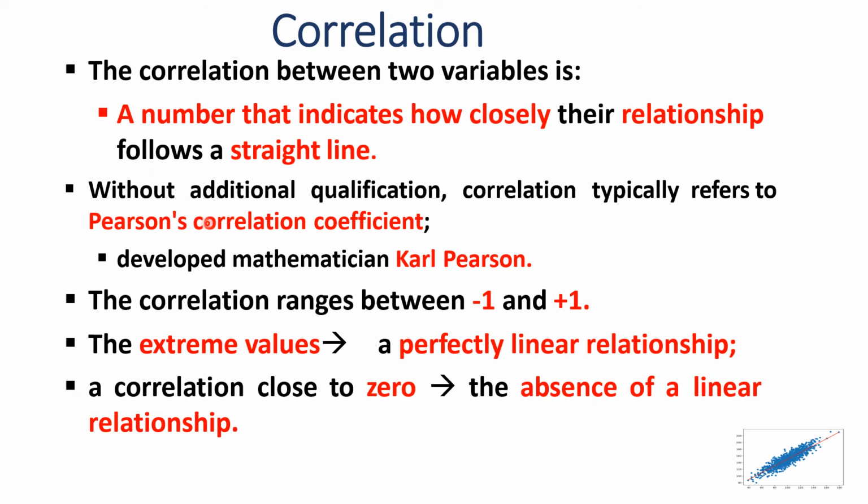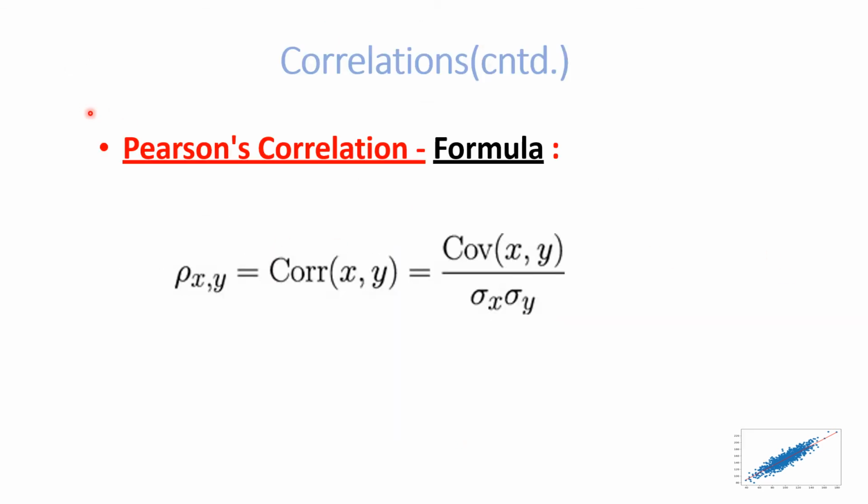Value 0 means that there should not be any linear relationship between these two variables x and y. So the correlation, in statistics, is denoted by the symbol rho xy. Pearson's correlation coefficient is expressed in terms of rho xy, which is the correlation of x comma y, and can be found using the equation covariance of xy divided by standard deviation of x into standard deviation of y.